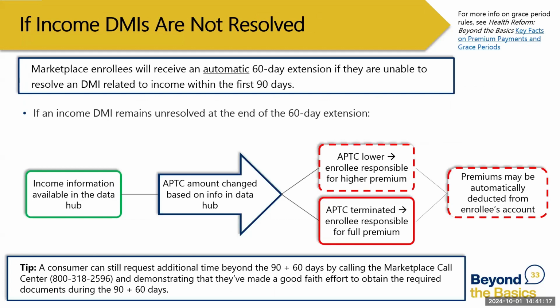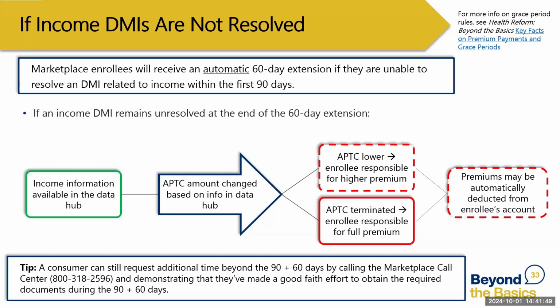So what happens if the DMI is not resolved? So the marketplace gives people 90 days to resolve an income DMI with an automatic 60-day extension if it remains unresolved after 90 days. And this is true in all states, not just healthcare.gov states. After the end of that 60-day extension, if the DMI remains unresolved, then the person's APTC, their premium tax credit, will be changed or terminated based on whatever income information does exist about them in the federal data hub.